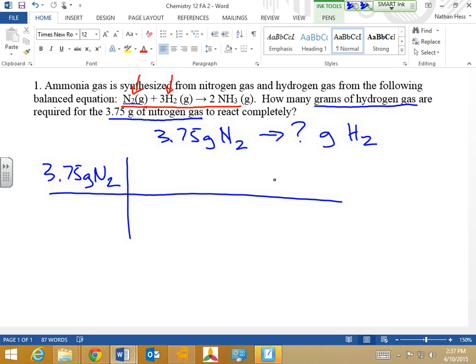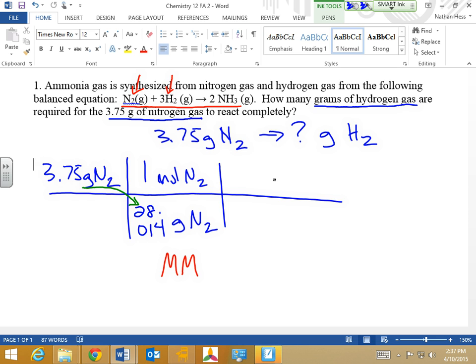What are we going to put next? Well, again, units go down. So grams of N2 become moles of N2. The tool we use to do that is the molar mass of N2. So we look at our periodic table and we see that nitrogen is 14.007. We multiply that by 2. We get 28.014 grams in 1 mole. We've now gotten to moles of nitrogen.